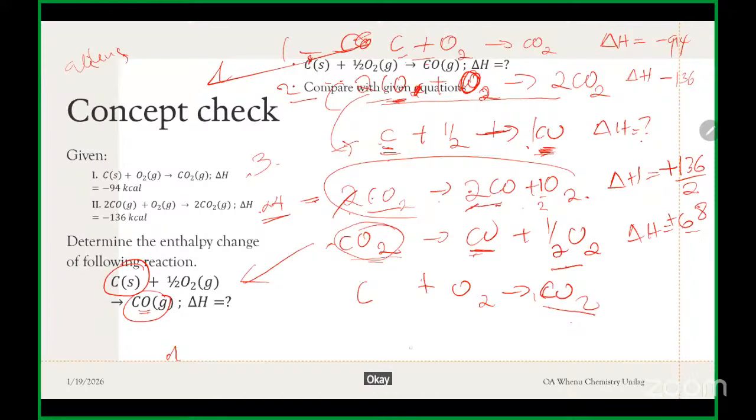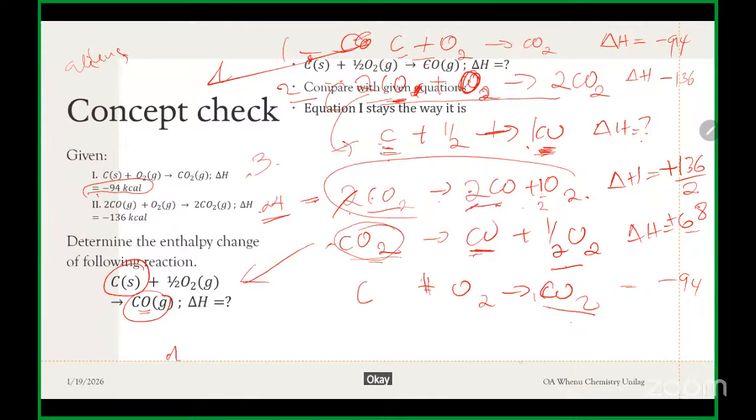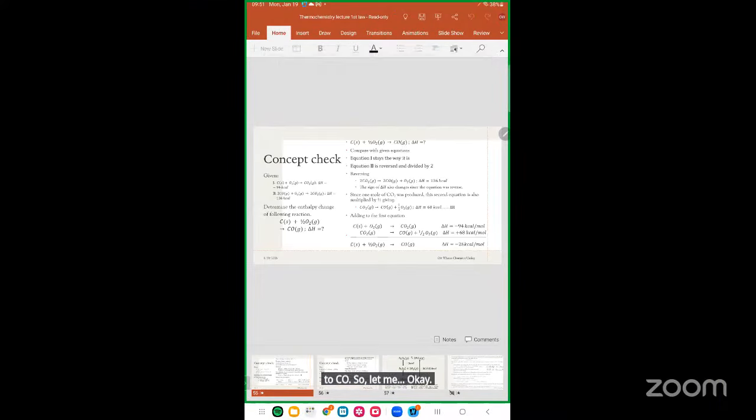Okay. So where was I? This still remains minus 94. Now I'm getting the question: how did I get minus 94? Maybe this is minus 94 in the question. Okay, so let's see. If I add these two equations together, CO2 cancels CO2, and I'm left with C plus O2 to CO. Let me go back now so that I can show.